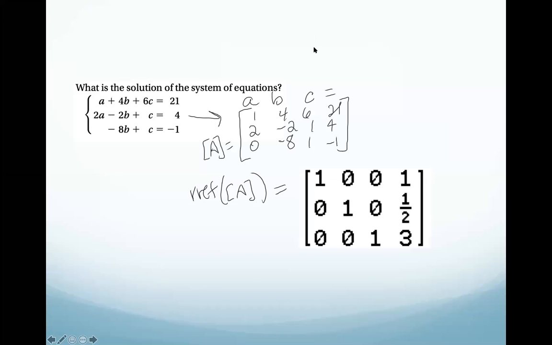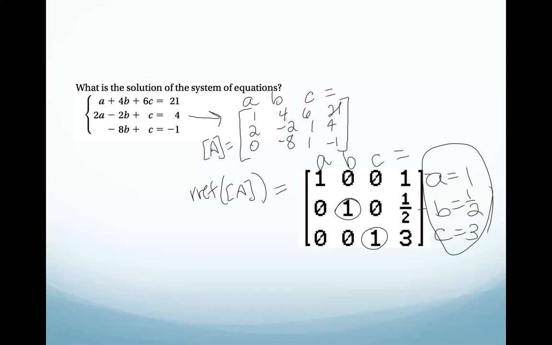Okay, so we have our reduced row echelon form. We knew that our columns are A, B, C, and equals. So this tells me that A equals 1. This tells me that B, because it's in my B column, equals 1/2, and C equals 3. So our solution here, if we write it as A equals, B equals, C equals, is this way. If we write it as an ordered triple, which is like an ordered pair, but with 3 values, that's (1, 1/2, 3).